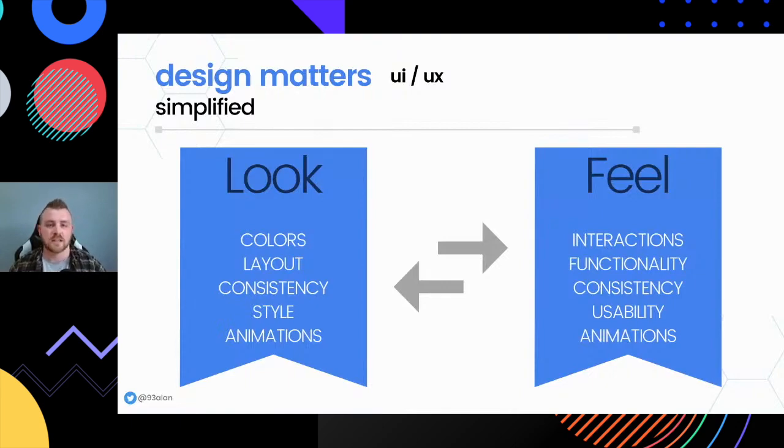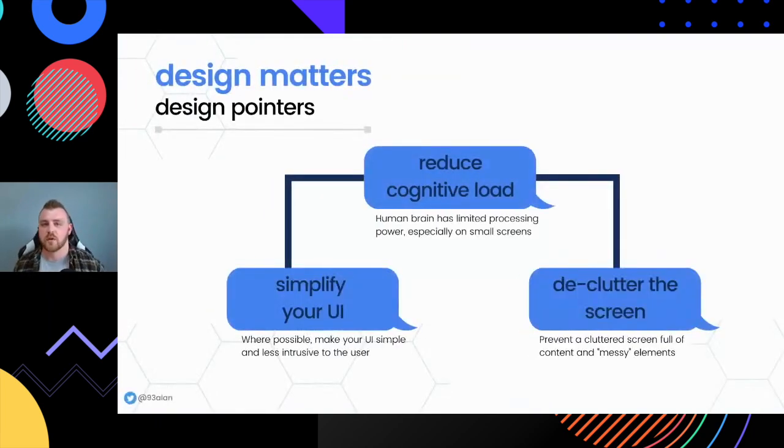So I've categorized these on screen here using different attributes. You can see that a few of them cross over between the look and the feel. For example, animations. The animations can obviously look really nice for the user interface part of the design, but they can also make the user experience a lot better if used correctly. So the next slide, I'm just going to give you some design pointers here.